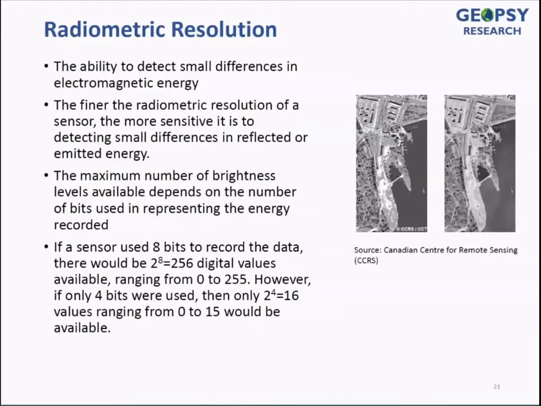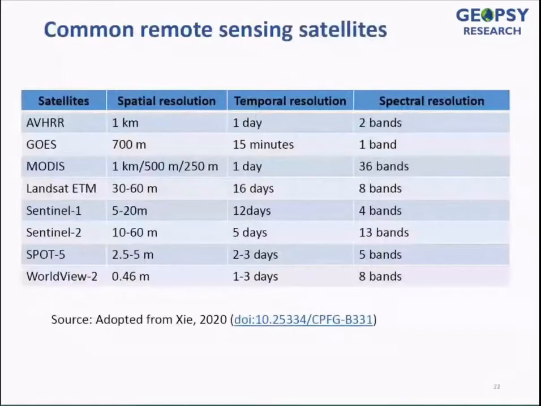Now let's look, in brief, at some of the remote sensing satellites. My intention here is not to go into the details of each of them. You will have the slides, and in each of the slides we have a reference so that you can go into the details. But for example, here we have different satellites: the spatial resolution, the temporal resolution, and the spectral resolution. These are important because you choose a particular satellite data depending on the use that you have.